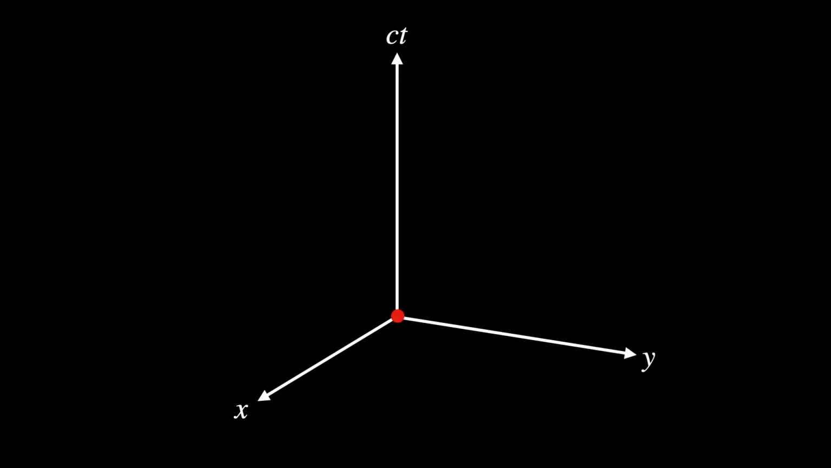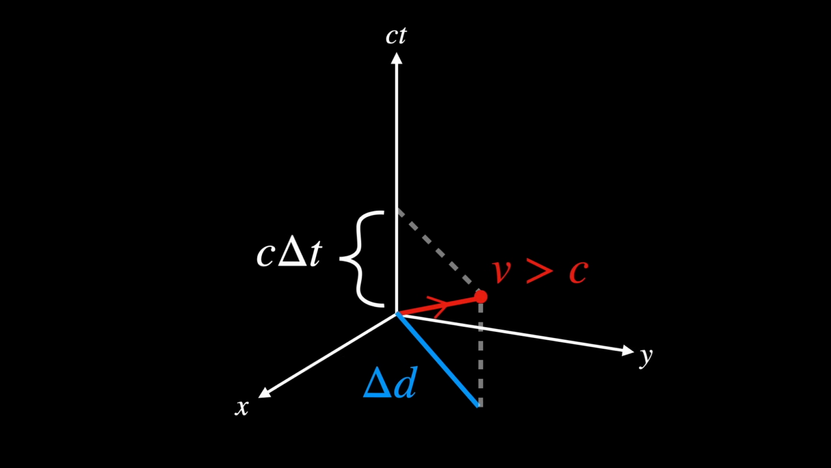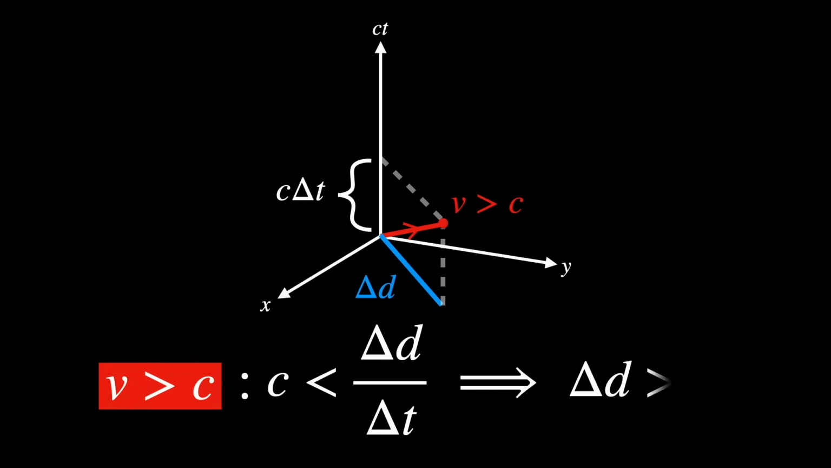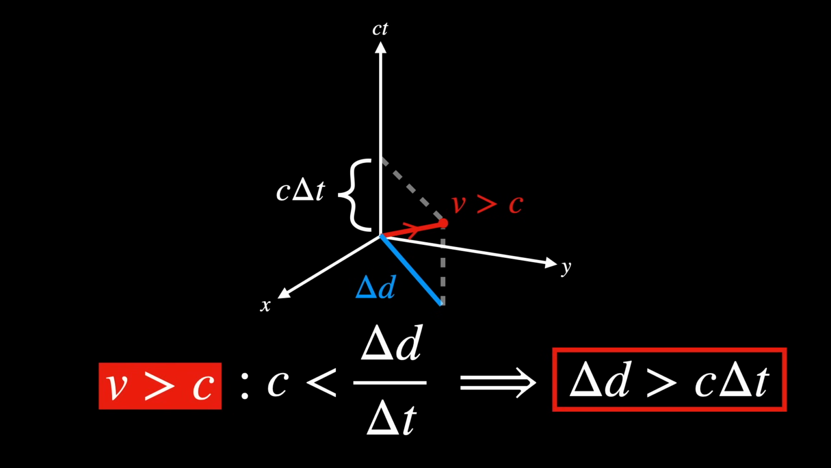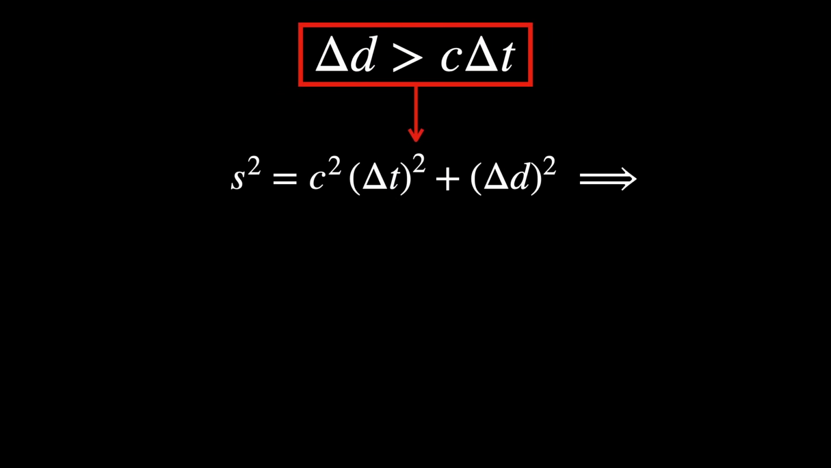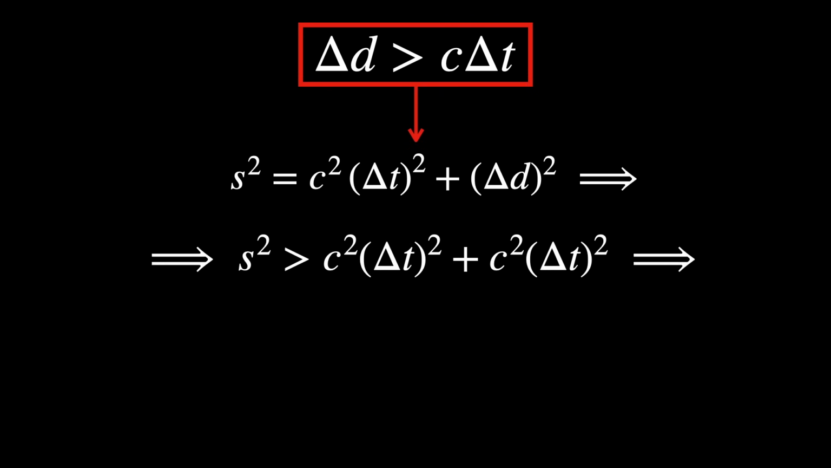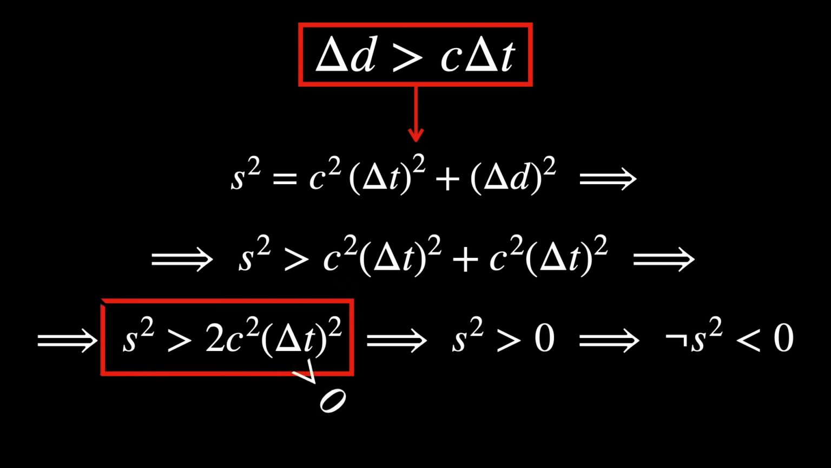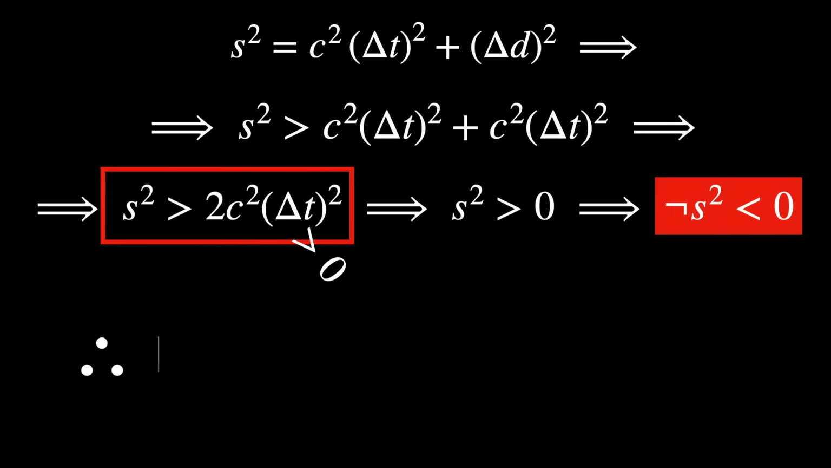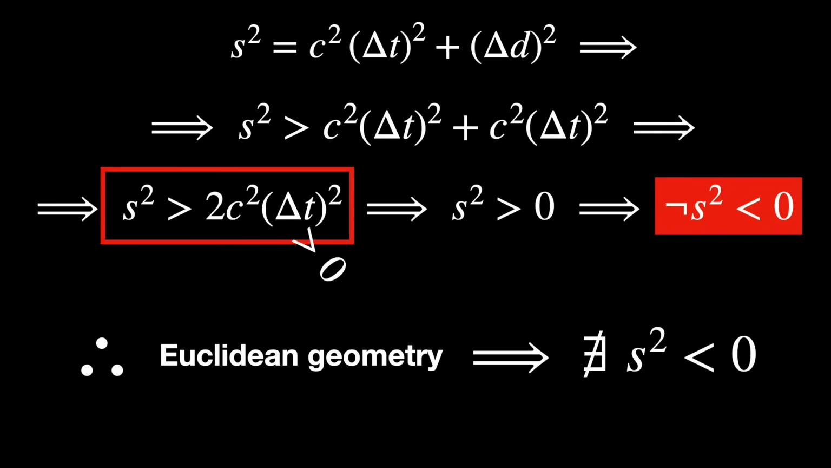Similarly, in order to reach region s squared negative, we need a velocity v that is greater than c. This time, the speed of light c is less than delta d over delta t, which implies that delta d is greater than c times delta t. Using Euclidean geometry and this expression, we can measure the spacetime distance s. s squared equals c squared delta t squared plus delta d squared. And using a very similar reasoning as before, we find that s squared now needs to be greater than 2c squared times delta t squared, which is a positive quantity. So we just found out that s squared cannot be negative. And therefore, Euclidean geometry implies that s squared less than 0 is impossible.